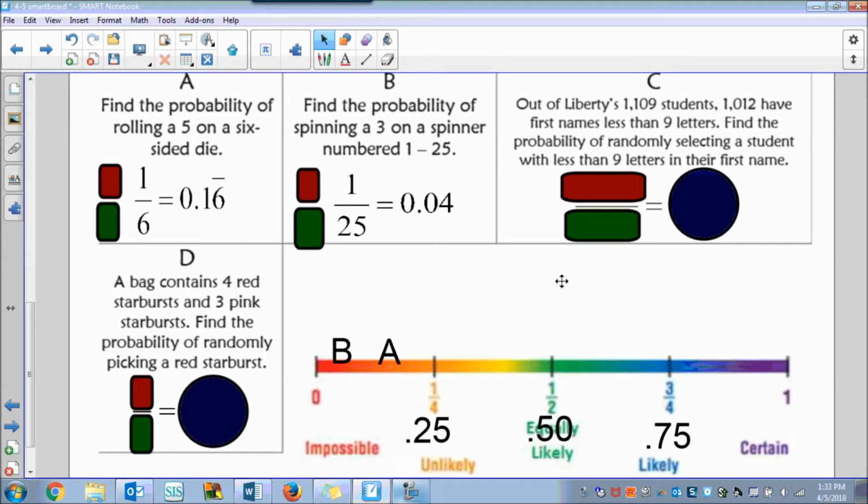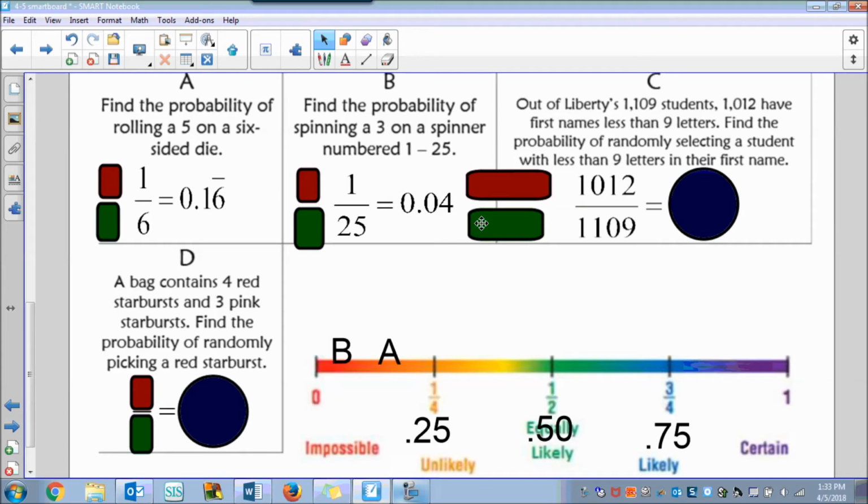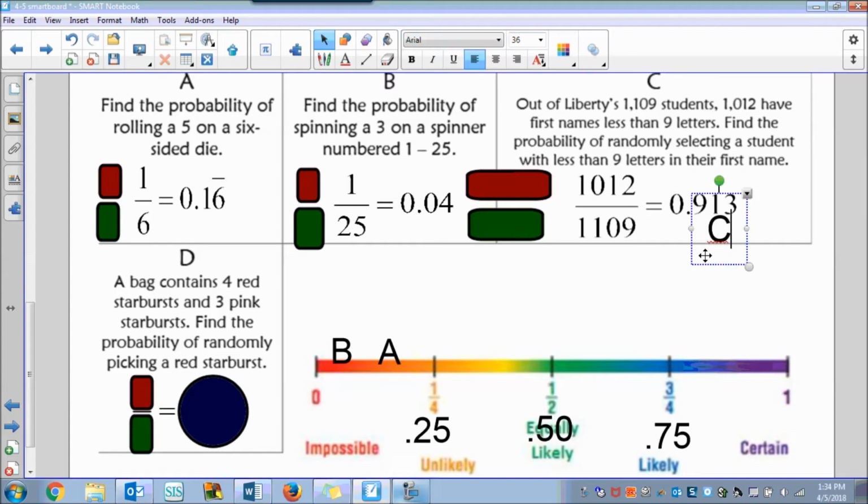All right, for letter C, out of Liberty's 1,109 students, 1,012 have first names less than 9 letters. Find the probability of randomly selecting a student with less than 9 letters in their first name. So our desired outcome here, the favorable outcome, is picking a student with less than 9 letters in their name. We have that number here, that's 1,012. The total is our whole population at Liberty, 1,109, and that as a decimal is about 91.3%, 0.913.